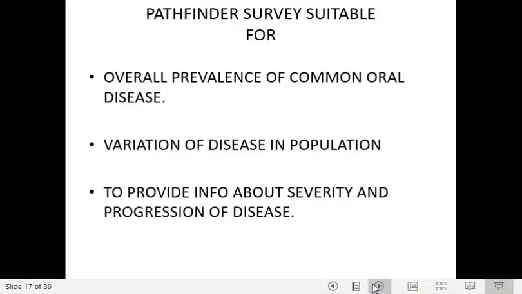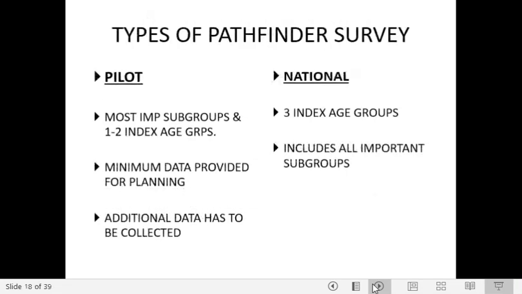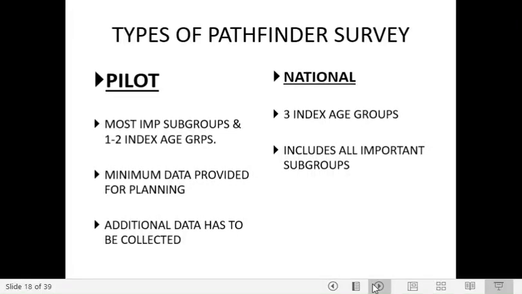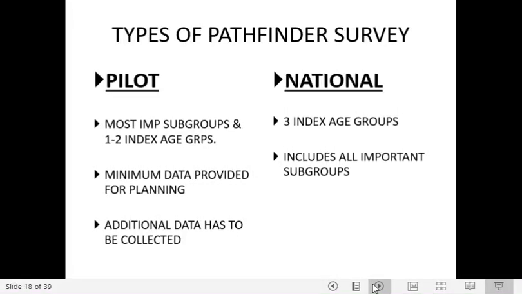This kind of Pathfinder survey is suitable for overall prevalence of common oral diseases. It is helpful for finding the variation of disease and population, and it is also helpful in providing information about the severity and progression of disease. There are two types of Pathfinder survey, pilot and national.